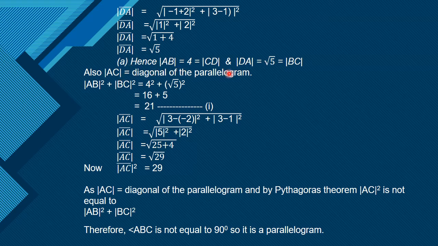Also, AC is the diagonal of the parallelogram. If you see, AB square plus BC square is equals to 21 and the AC square is 29. As AC is the diagonal of the parallelogram and by Pythagoras theorem, AC square is not equal to AB square plus BC square. Therefore, we can say that angle ABC is not equal to 90 degree. So, it is a parallelogram.